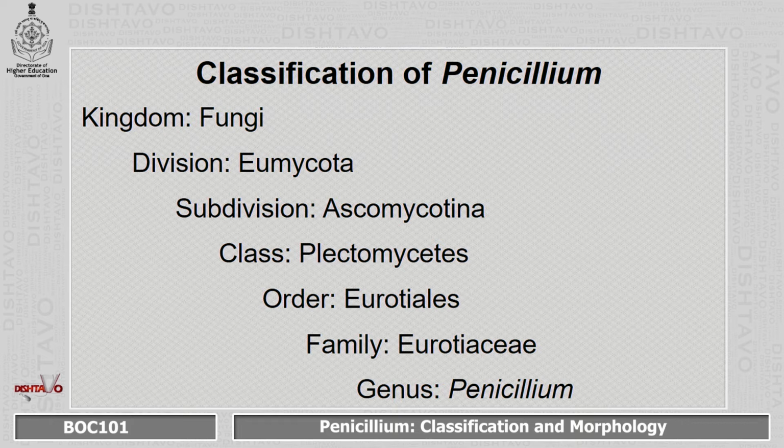It belongs to class Plectomycetes, wherein the fruiting body is Cleistothecium. Cleistothecium is a closed fruiting body wherein the asci are embedded inside, and ascospores are released by either decay or disintegration of the ascocarp. It belongs to order Eurotiales, the family is Eurotiaceae and genus is Penicillium.